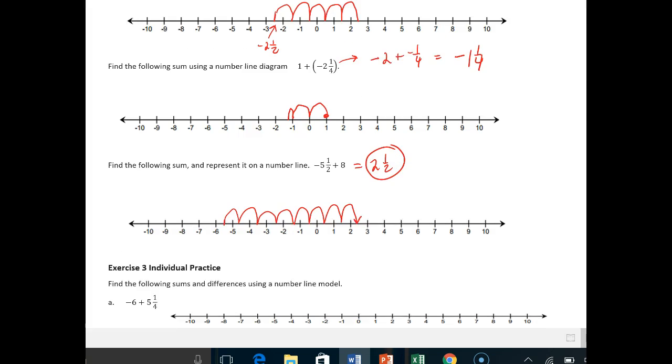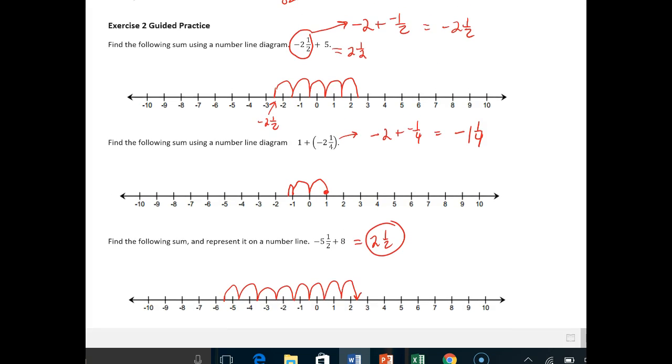So far my answers make sense. It makes sense that my answer here is +2 1/2 because I have more positives. It makes sense that my answer right here is -1 1/4 because I have more negatives, and it makes sense right here my answer is +2 1/2 because I have more positives, right? All 3 of these problems were examples of different signs subtract, keep the sign of the larger.